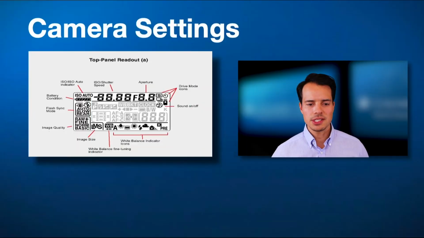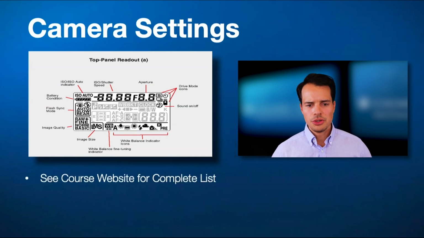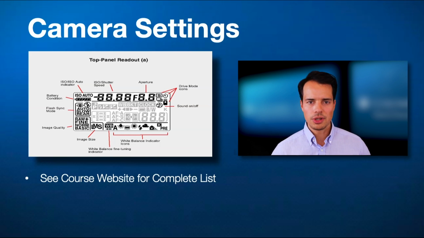Now, when it comes to these settings, there are many to keep in mind. On our course website, we go into these in more detail, but you will get used to hearing terms like aperture, ISO, shutter, white balance. These are all elements that will give you more control and improve your image.